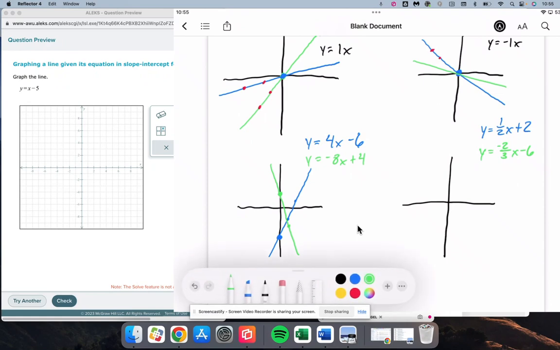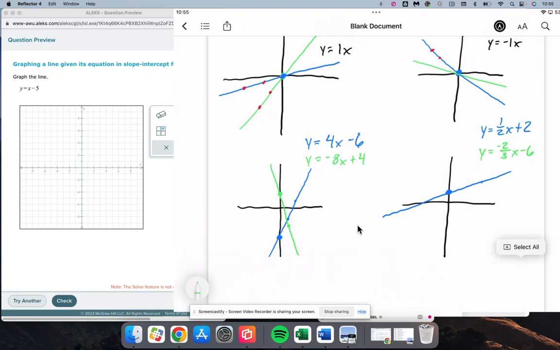Now moving to the graph on the right, we have 1/2 x plus 2. The plus 2 tells us that we would start at positive 2 on the y-axis, and then we would move up 1 and to the right 2, because our slope tells us to go up 1 and to the right 2. So we would end up with a line that looks something like that. Again, the slope is positive and the y-intercept was positive, so we started above the x-axis, and we're moving up as we move to the right.